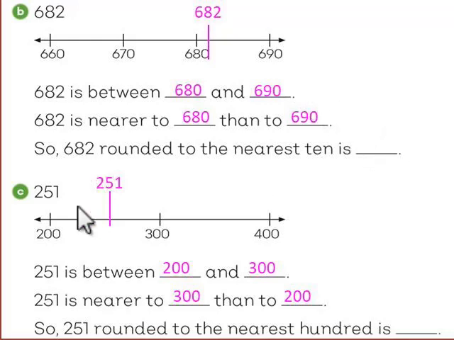Letter C. We have 251. We have 200 and 300. 251 is between 200 and 300. 251 is nearer to 300 than 200. So when we round 251 to the nearest hundred, which number is near to 251? 200 or 300? What is the answer?